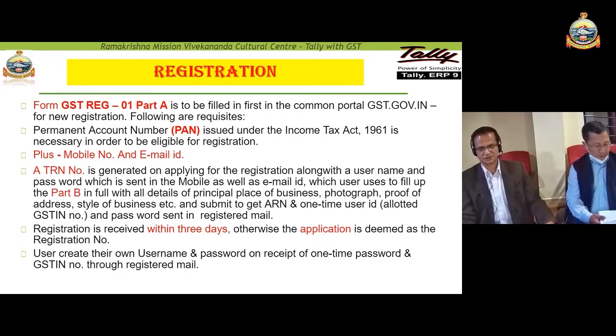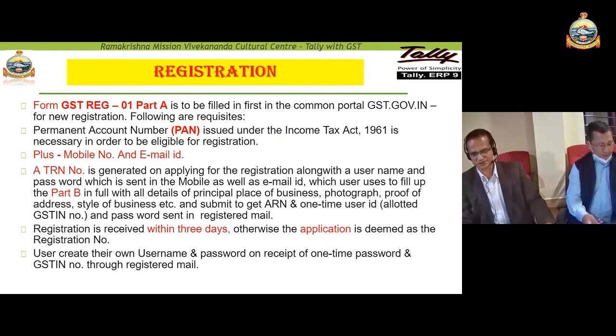The moment part B is submitted, at once an ARN, the acknowledgement receipt number, is generated, and within 3 days the registration will be sent to the registered email ID of the person applying. Supposing within 3 days it is not received, then this ARN number itself is treated as the registration number.